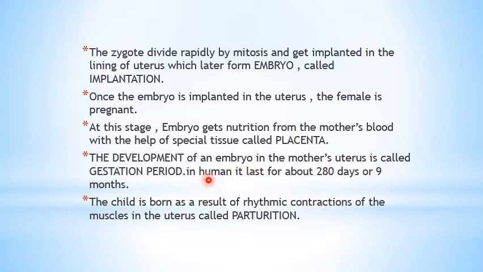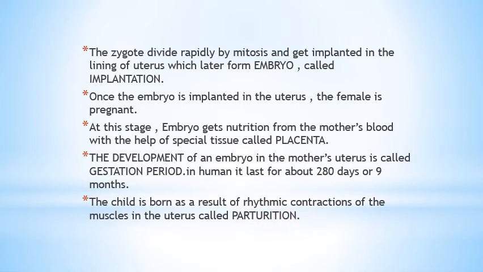In human, it lasts for about 280 days or 9 months. The child is born as a result of rhythmic contraction of the muscles in the uterus called parturition. So when the fetus is fully developed after the 9 months, there is a neuroendocrine reflex, or messages will go and produce the rhythmic contraction in the muscles of the uterus with the help of the hormone, and the baby is born. The process is known as parturition.